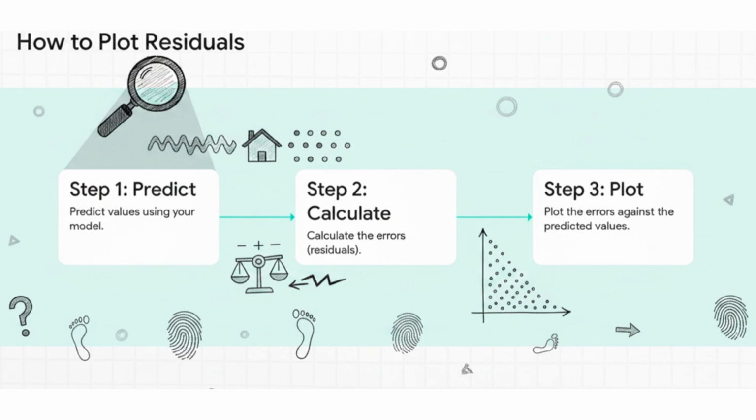It is a simple 3-step process. First, you just use your model to predict. Second, you figure out the errors. Just subtract the actual values from what you predicted. And finally, you plot those errors against your predicted values.